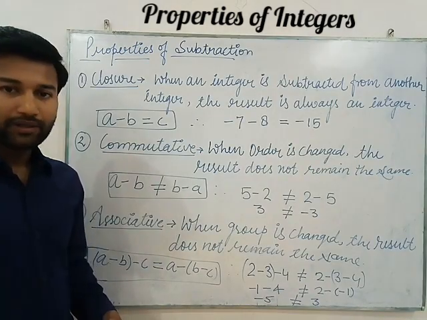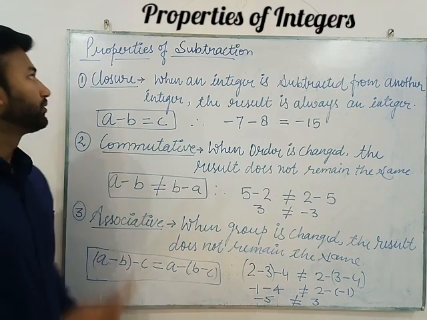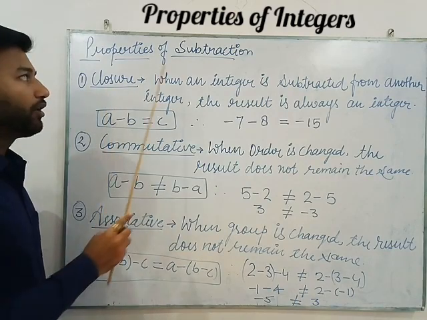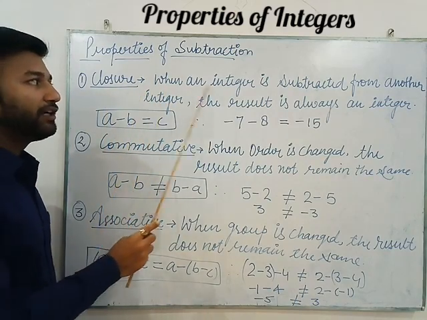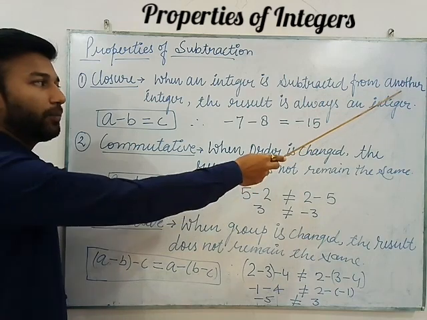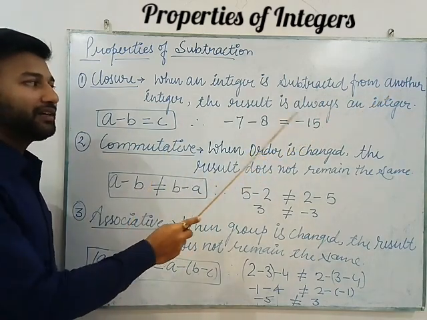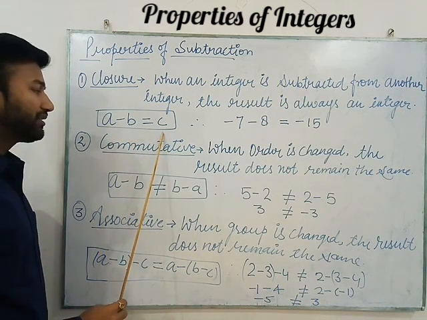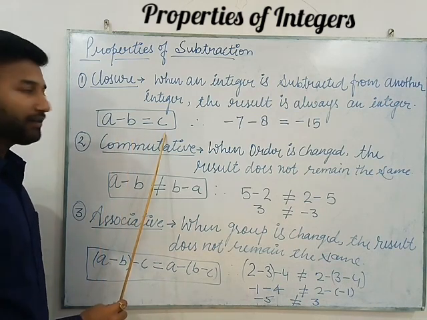Now we will discuss the properties of subtraction. The first property is the closure property of subtraction. It means when an integer is subtracted from another integer, the result is always an integer. Here a minus b equals c, where a, b and c are integers.